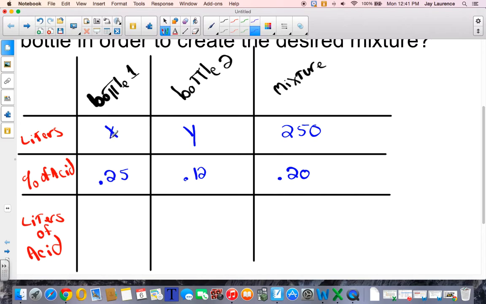How many liters of acid will we get from the first bottle? We'll take the liters that we use from bottle 1 and multiply by 25%. How many liters of acid will we get from the second bottle? We'll take the percentage of acid and multiply by the number of liters. If we did that here and here, we're going to do it here as well. Oops, that should be a 250 in there.